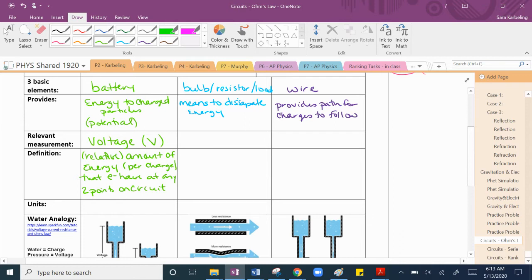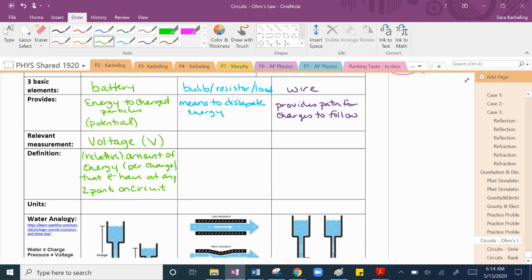The relative amount of energy that electrons have at any 2 points on a circuit. There are a couple of things there that I put in parentheses because when I was trying to clear up a definition and make it simple, I was realizing that I was brushing a few things underneath the rug and I wanted to make sure they were there. It's basically giving the charges some energy, okay?